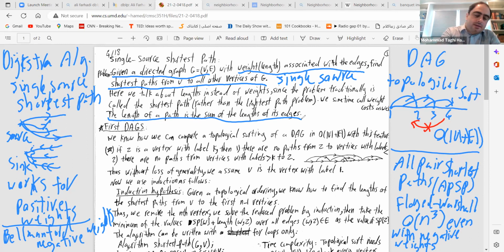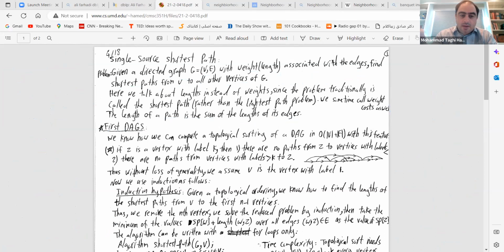Now, let's talk about DAGs before other things. Let me clean everything. Any questions so far? Great. So, let's start with DAGs. For DAGs, as we discussed, you can find a topological sort of the vertices such that all of the edges in the graph are from left to right.